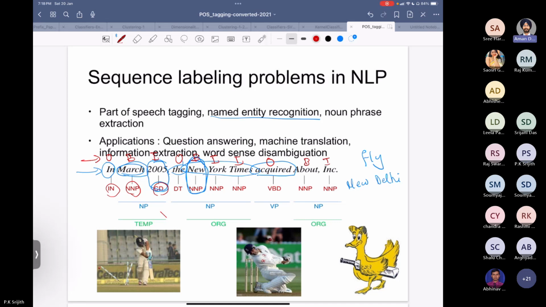Okay. Got it, sir. So basically, see New York Times. If you look at it, New is the starting point of the named entity, which is represented by B, and York and Times are following that. So you write it as I I, and occurred is not a part of this named entity, so you write it as O, outside the named entity. Got it.